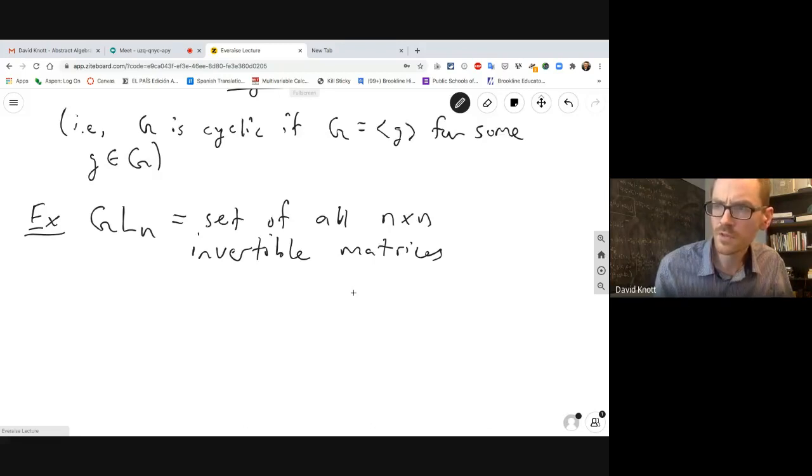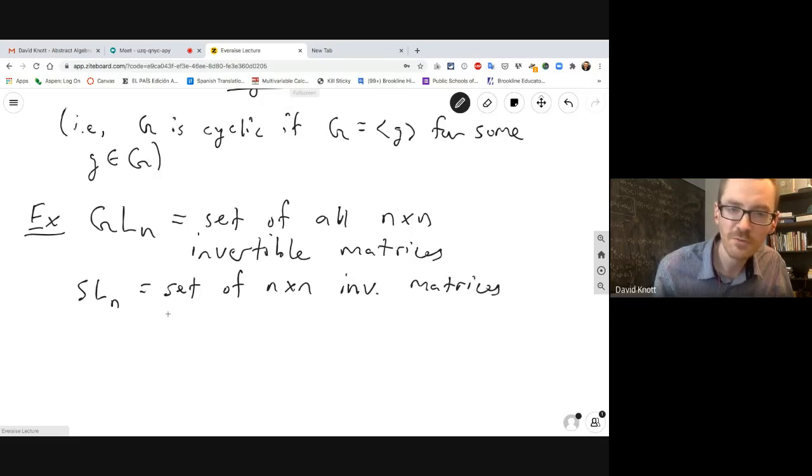And I wanted to give you a special example of a subgroup of this group, okay? SLn, this is the set of n by n invertible matrices. Does anyone know? I wonder if we can call on someone.